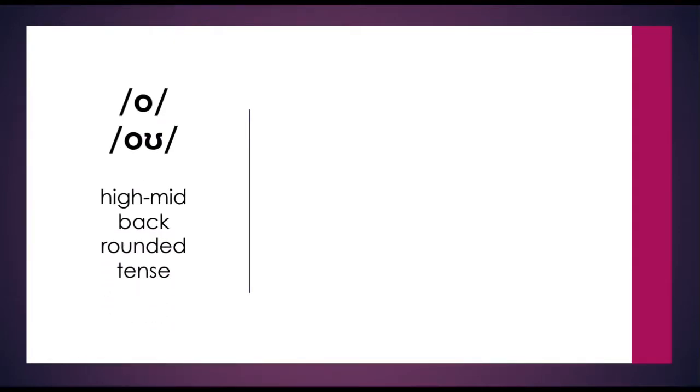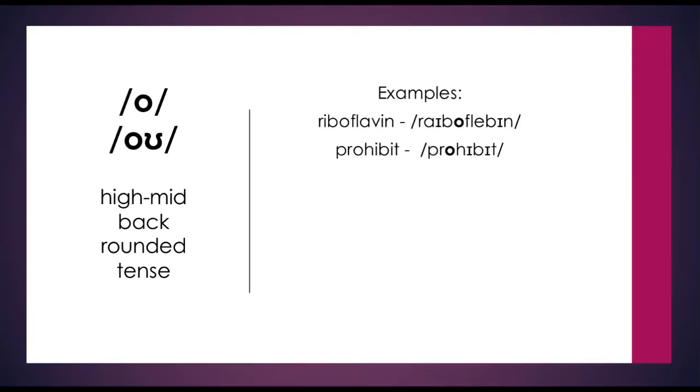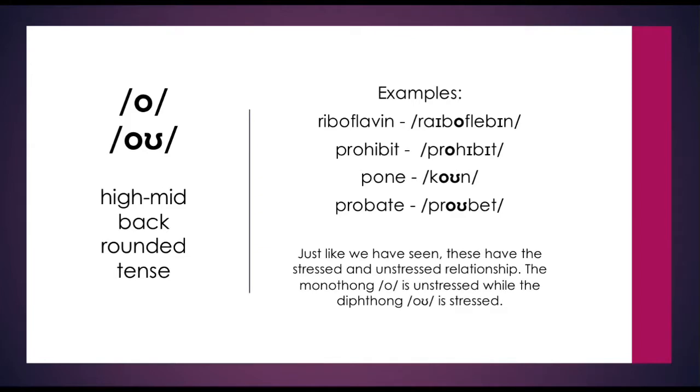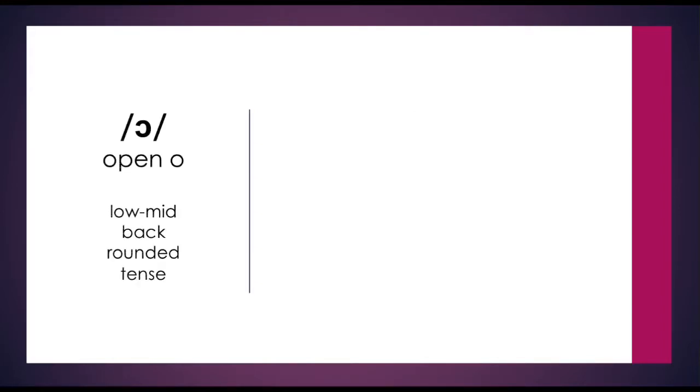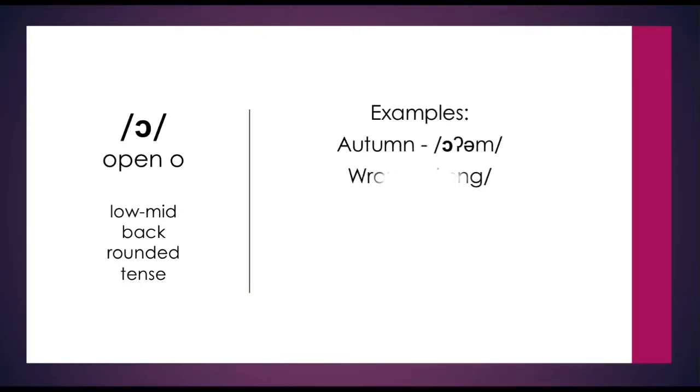And then we have the O, which is a high mid back rounded tense vowel, and where it's unstressed, you have riboflavin and prohibit, and then you have cone and probate. Just like the others, some are unstressed and some are stressed. It's just the monophthong is unstressed and the diphthong is stressed. Then you have the open O, which is a low mid back rounded tense vowel, and some examples of it are the words autumn and wrong.